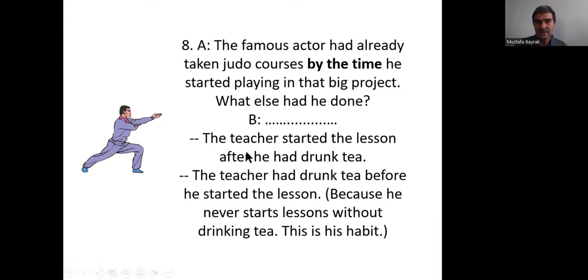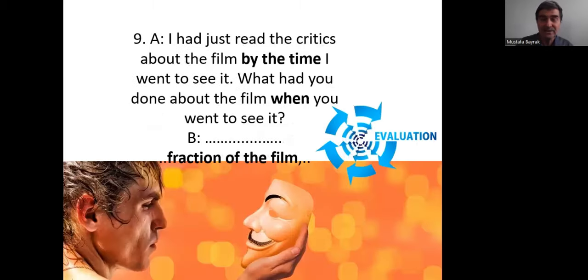Let's see the other example sentences. For example, this is also a situation. The teacher started the lesson after he had drunk tea. Okay? First, the teacher drank tea, and then he started the lesson. So, after the teacher had drunk tea, he started the lesson. The teacher had drunk tea before he started the lesson, because he never starts lesson without drinking tea. This is his habit. Drinking tea is not a luxury for teachers. It is a necessity for teachers, especially English teachers.